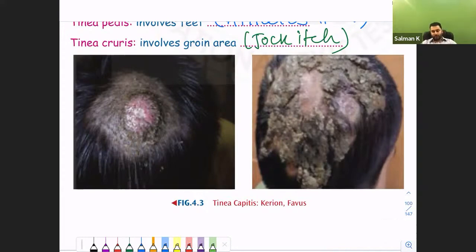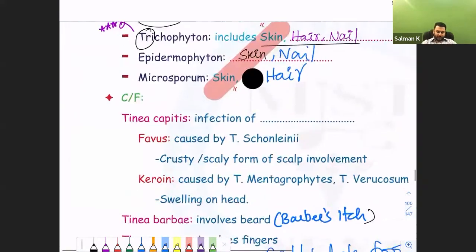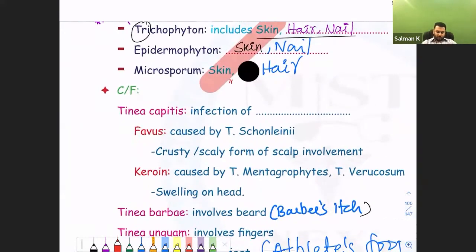What was the mnemonic? Psoriasis like. Favus has an S, and you should all memorize psoriasis like. The organism is also known as Schoenleinii. The organism to do this is called Schoenleinii. And the next thing is this, the Kerion that you're able to see here. Now, what should you remember with the Kerion?